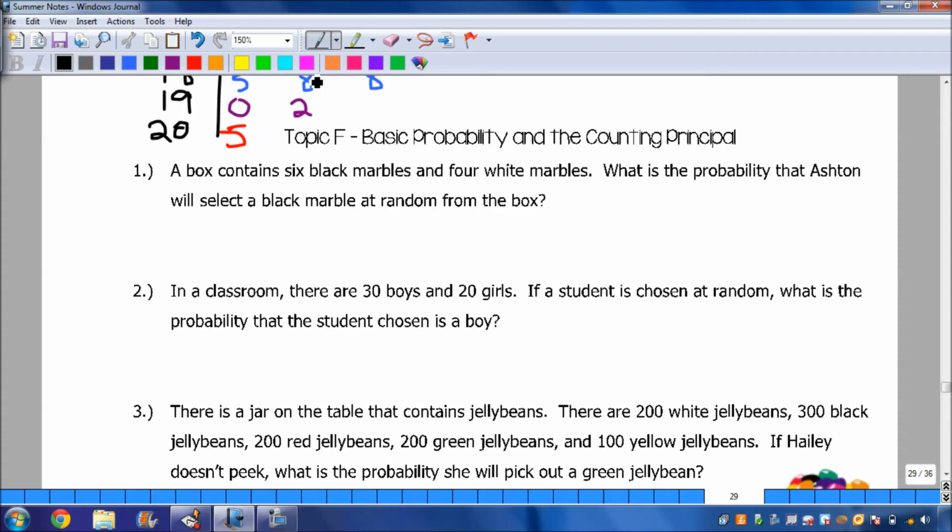Right, topic F is on basic probability and the counting principle. Question number 1. A box contains 6 black marbles and 4 white marbles. What is the probability that Ashton will select a black marble at random from the box? This is nice and easy, basic probability.